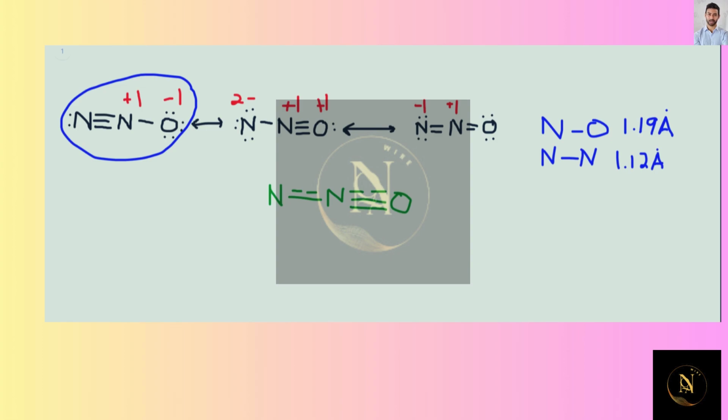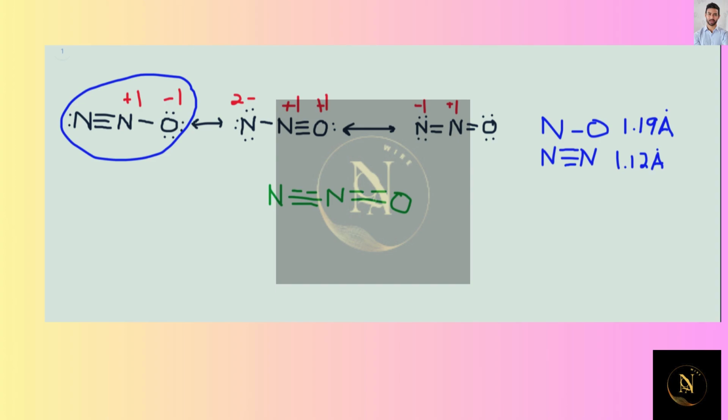Sorry, I misread that. So you're going to have an NO double bond, and you're going to have... How do I say this?